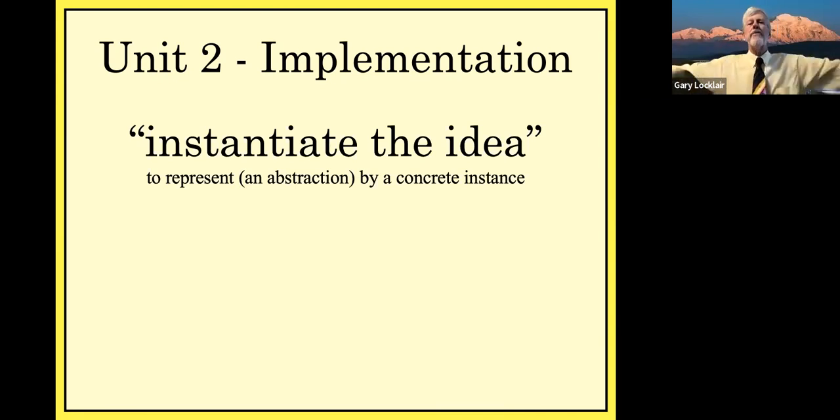What's the purpose of the implementation aspect here? To instantiate the idea. I'm sorry, I just happen to really like that word. It's one of my favorite computer science related words, instantiate. Thankfully, I gave you a definition right there. To instantiate is to represent something like an abstraction by a concrete instance. So now we're going to take our abstract model of the software, the idea of it, and we're really going to make it. Instantiate the idea.